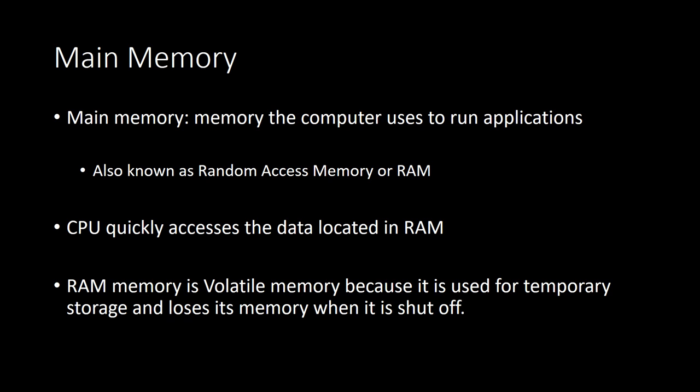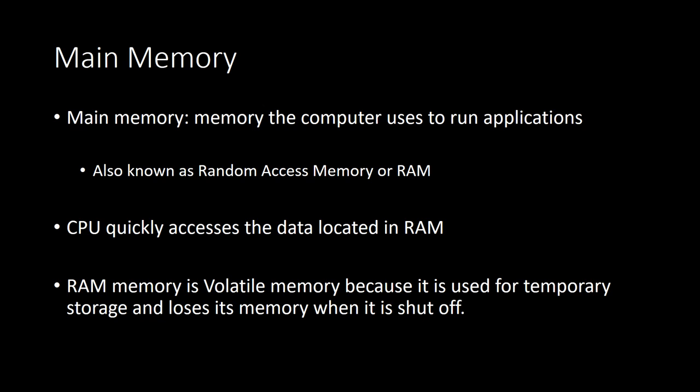Main memory is the memory that the computer uses to run applications. It is also known as random access memory. Now, the CPU will quickly access the data that is located in that random access memory. Random access memory is also volatile memory because it's used for temporary storage.